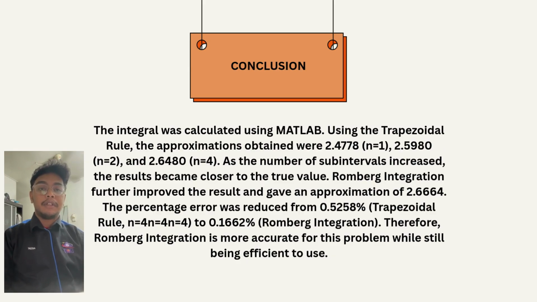Romberg integration further improved the result and gave an approximation of 2.6664. The percentage error was reduced from 0.5258% to 0.1662%. Therefore, Romberg integration is more accurate for this problem while still being efficient to use.